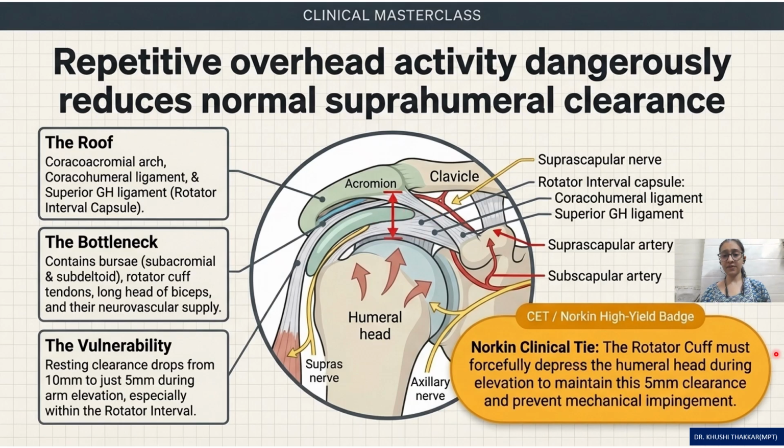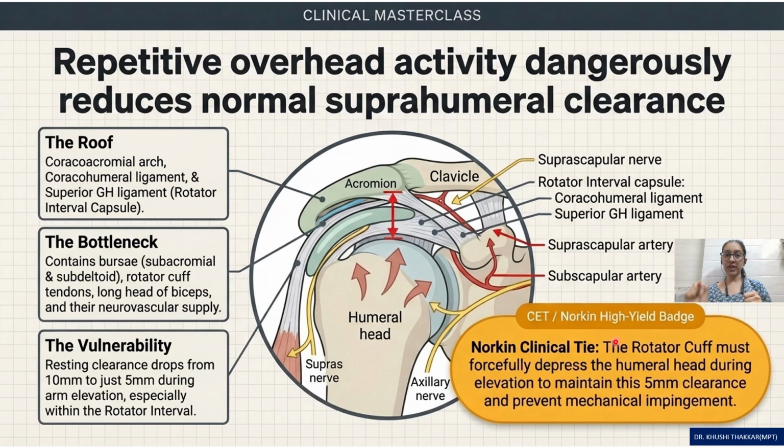So always remember, the rotator cuff must forcefully depress the humeral head during elevation to maintain this 5 millimeter clearance and prevent mechanical impingement. What this actually means is why. So now this is your glenoid cavity. This is the head of the humerus.